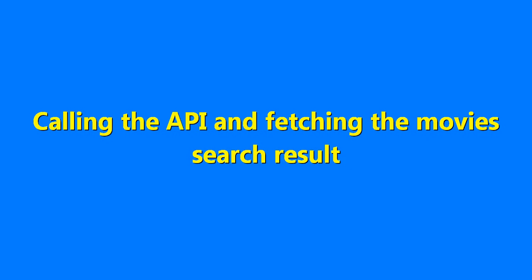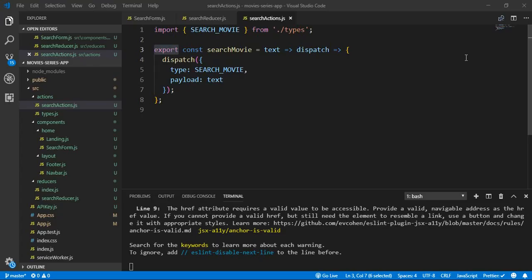Hello again, everyone. So after finishing Redux testing it with the text state, we already made sure that Redux is working. So let's go ahead and call the API and fetch the movies after search. To do that, we need to create an action.